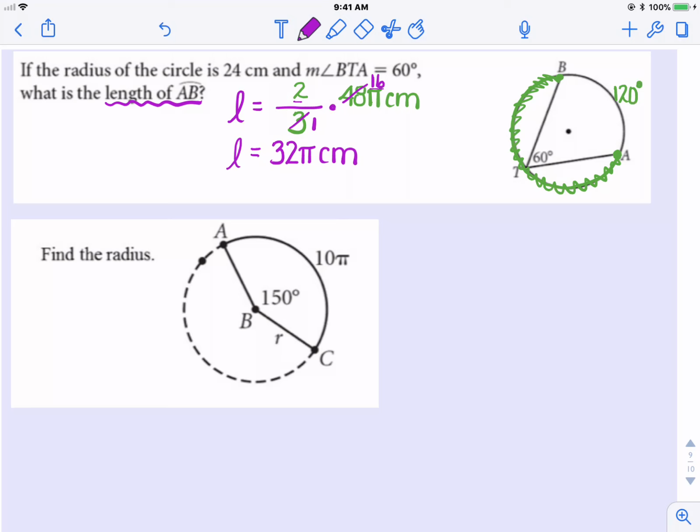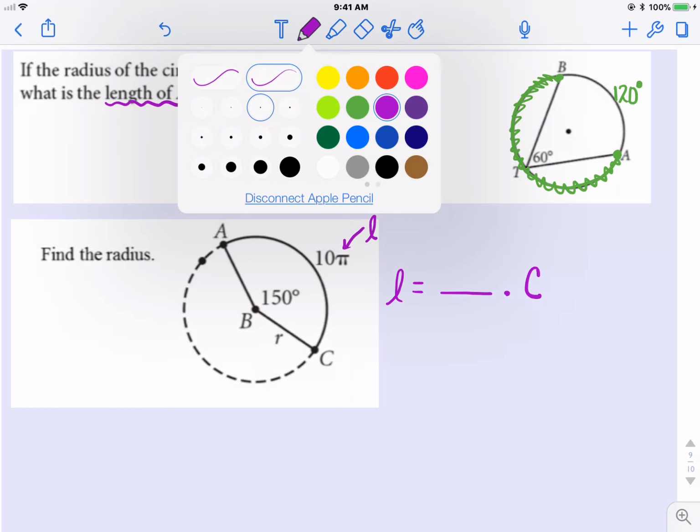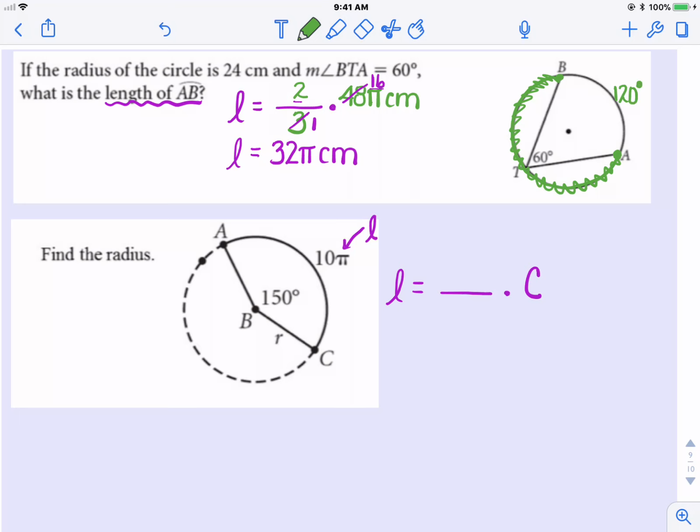In the second example here, they give us some information. They tell us 10 pi, that's actually an arc length. And then they also show us that there's 150 degrees in arc measure to that arc as well, and they'd like us to find the radius of the circle. So again, I would set the idea up that arc length always comes from some fraction of the circumference of the circle, some part of the entire distance around, and let's see what we can fill in for this particular situation so we can find it.